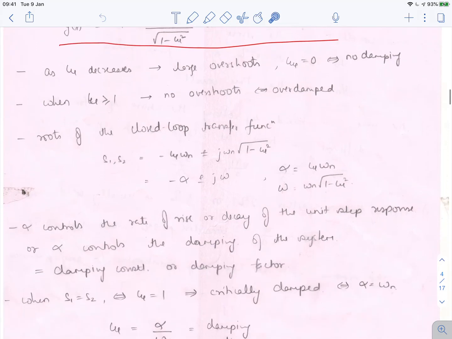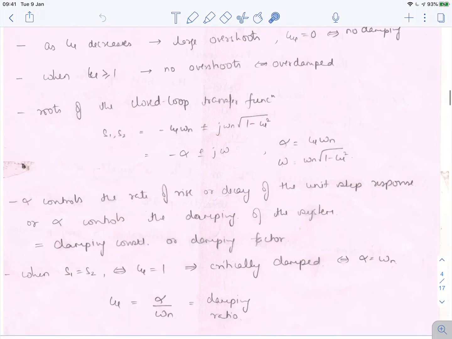Okay, so one important point in introducing this alpha and omega is that alpha controls the rate of the rise or decay of the unit step response, or alpha controls the damping of the system. We will see. So we call alpha the damping constant or the damping factor.